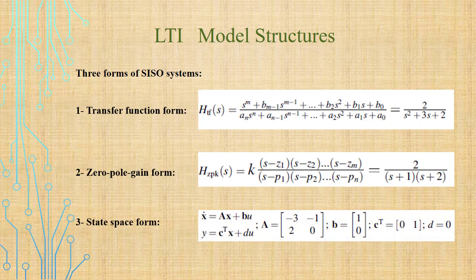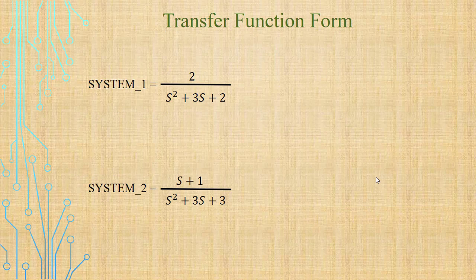In this section, we'll learn how we can define transfer function form in Matlab. The transfer function of a system is represented by two arrays of numbers. Consider system 1 and system 2. These systems are represented as two arrays, each containing the coefficients of the polynomial in decreasing powers of s, as follows.